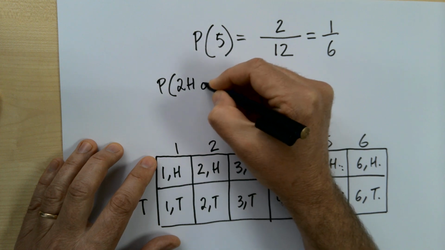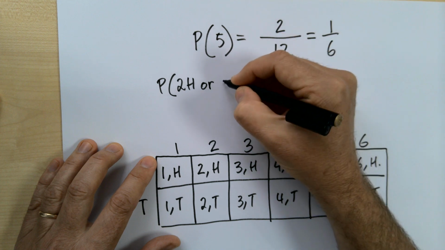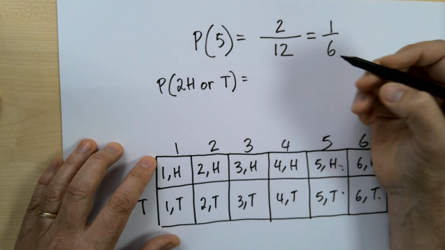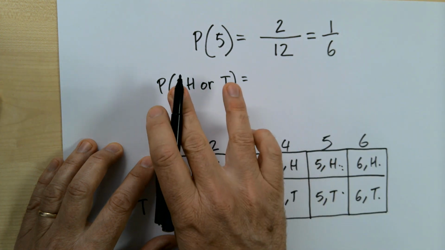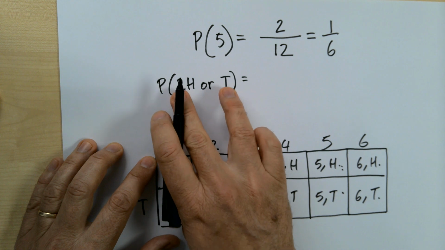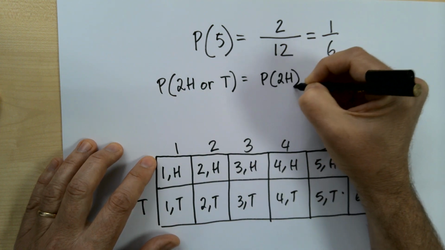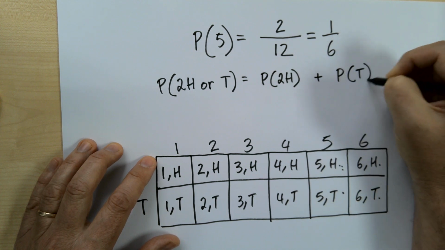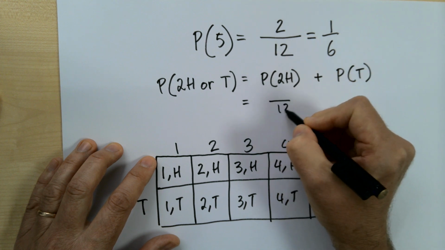All right, what if I want probability of 2 in the head or a tail, any tail? Okay, remember this whole or thing, we need to be familiar with that. What we're doing is there's 2 separate things that we can have. So that's actually probability of the 2 plus the head plus probability of a tail in any combo. All right, so again, they're all going to be over 12.